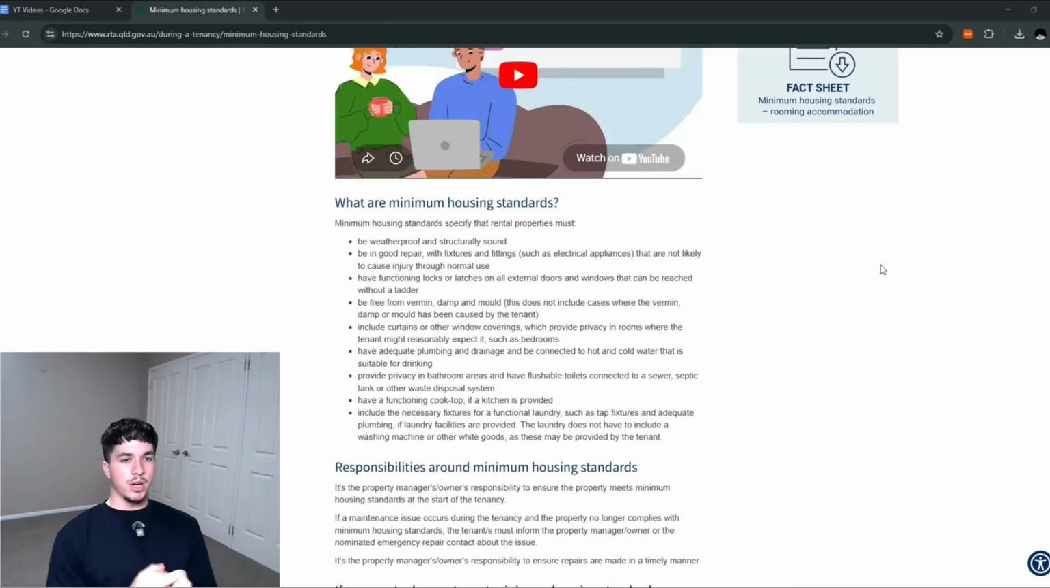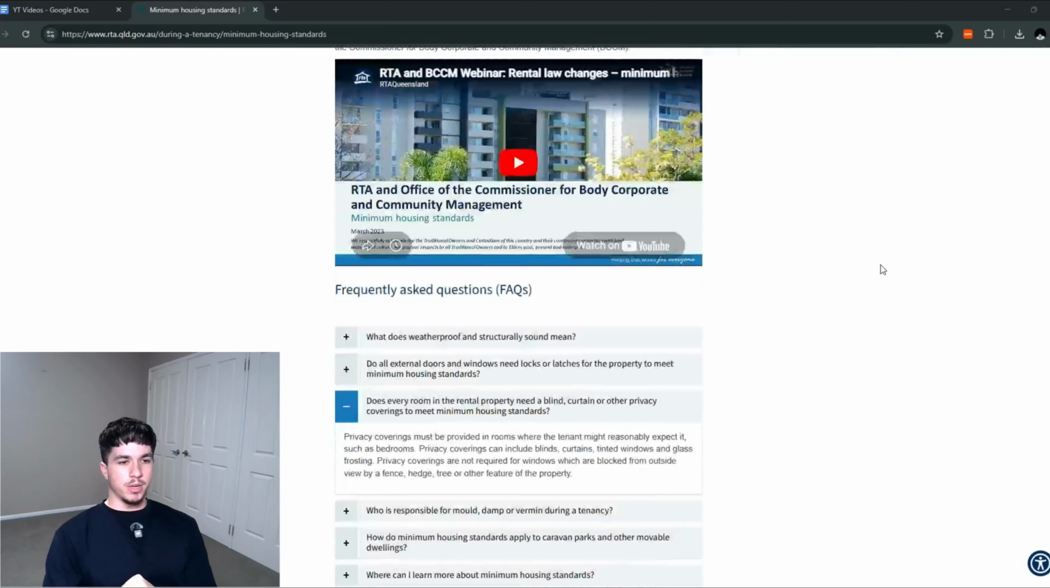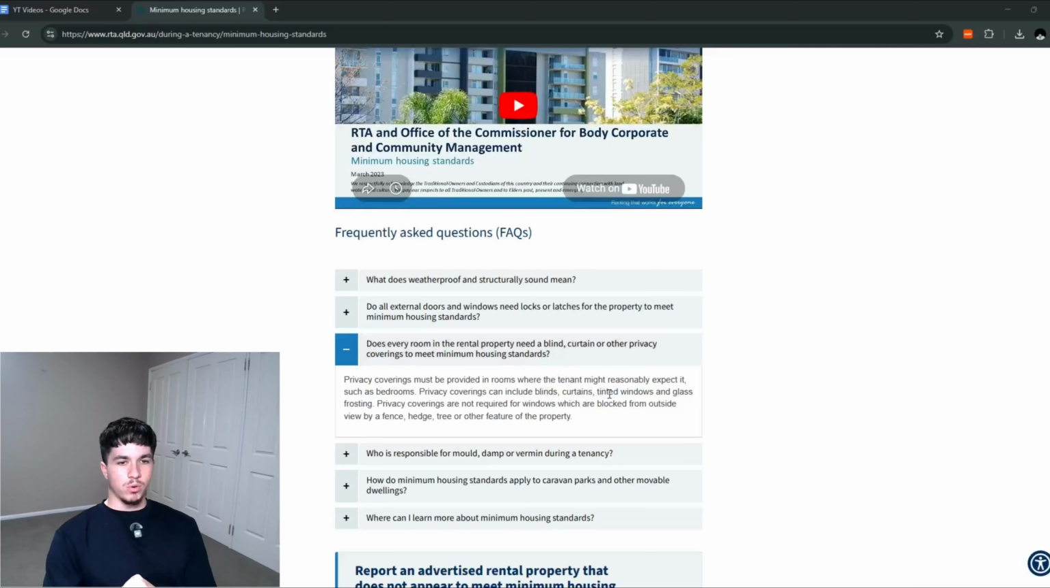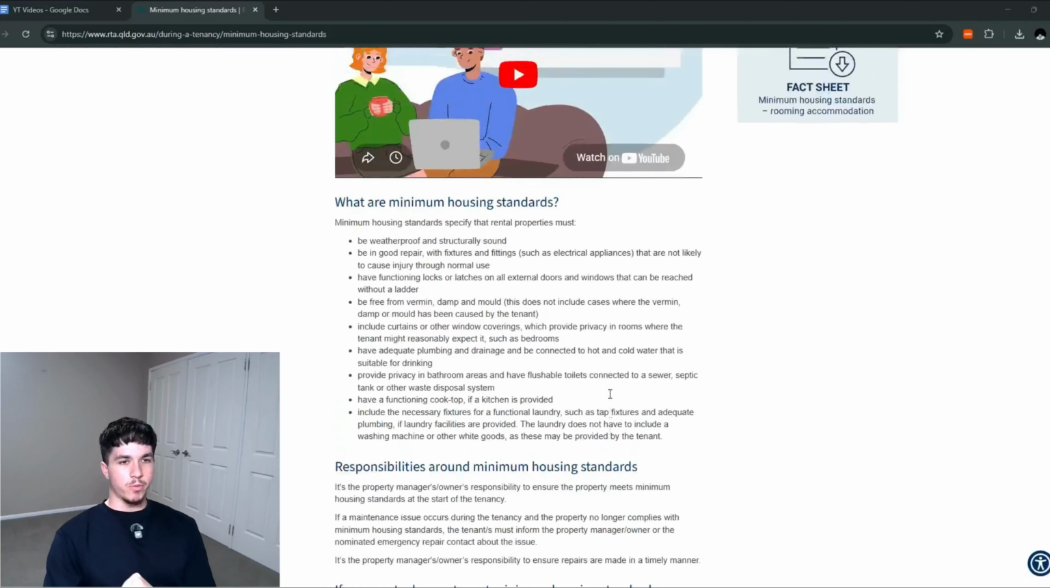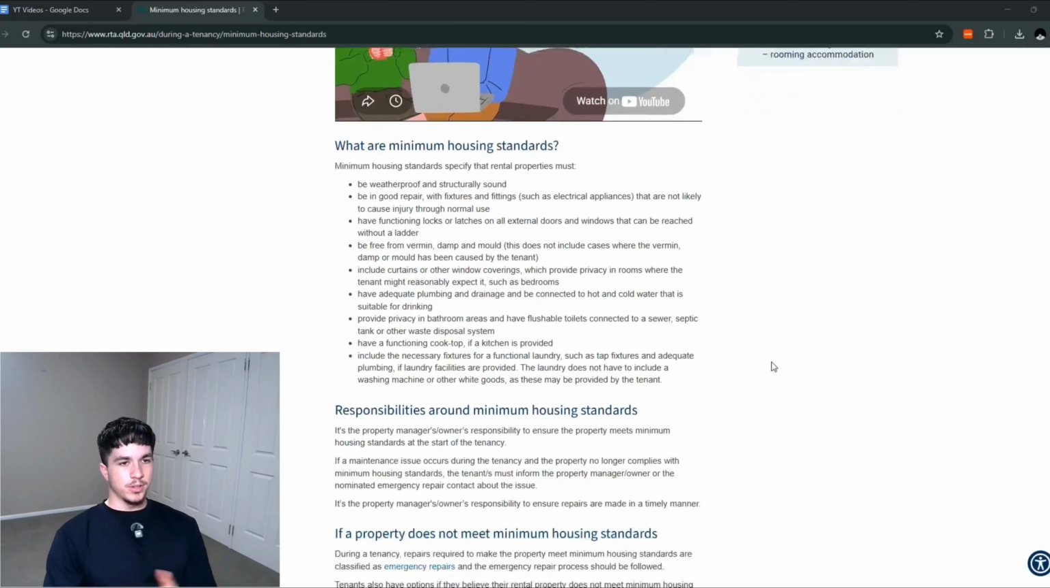If your windows are frosted, if we scroll down a little bit here, if they're frosted or tinted, that classifies as window coverings because a person cannot actually see through and invade the tenant's privacy. So that is completely fine.